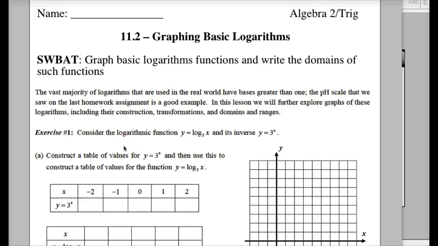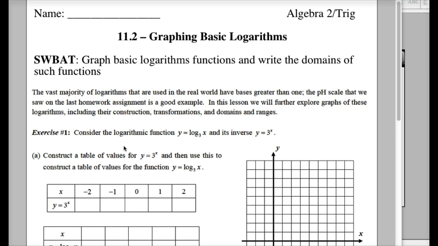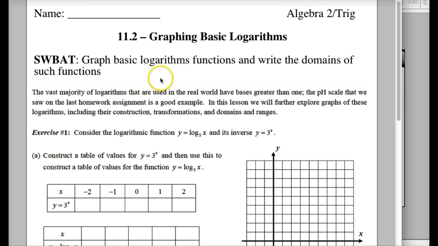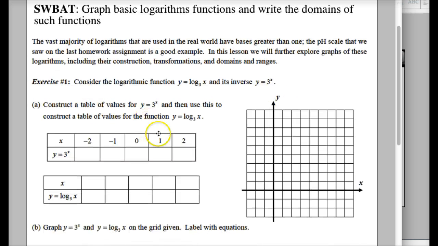Alright guys, here we go with 11.2. We just talked about what logarithm functions are. Now in this lesson we're going to focus on the graph of these functions. So the first part of this exercise is that we're going to consider two functions. We're going to consider y is equal to the log of base 3 of x, and the inverse, which we saw was an exponential function, y is equal to 3 to the x power.